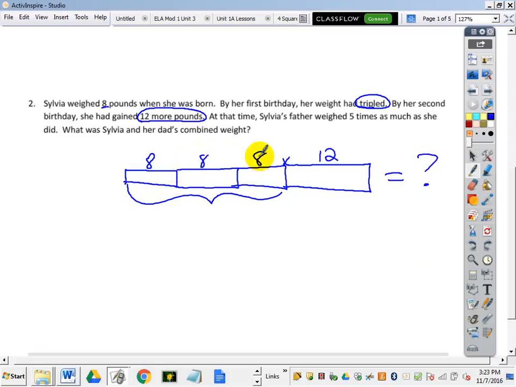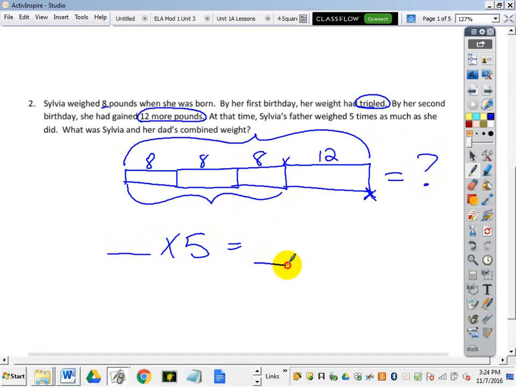8 times 3. Now, at that time, when she gets to this point right here, and she's 2 years old, Sylvia's father weighed 5 times as much as she did right here, at this point in time. So right here, this whole thing. She weighs that much, which you're going to figure out right here. Okay, you're going to know that answer for this whole thing. And then you're going to know this weight right here is how much Sylvia weighs, but her father weighs 5 times as much as Sylvia does. What's her dad's weight? That's going to be the weight of Dad.